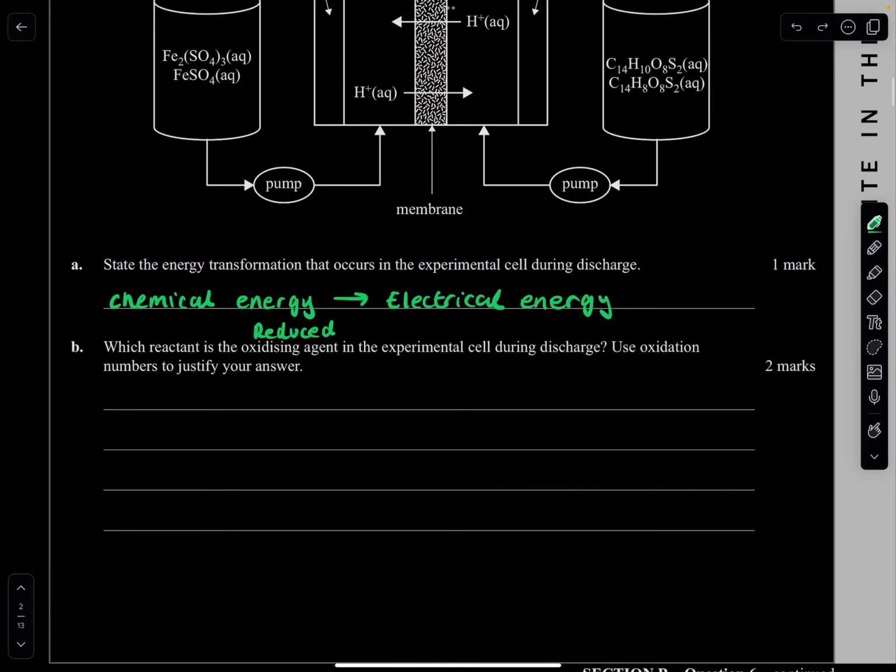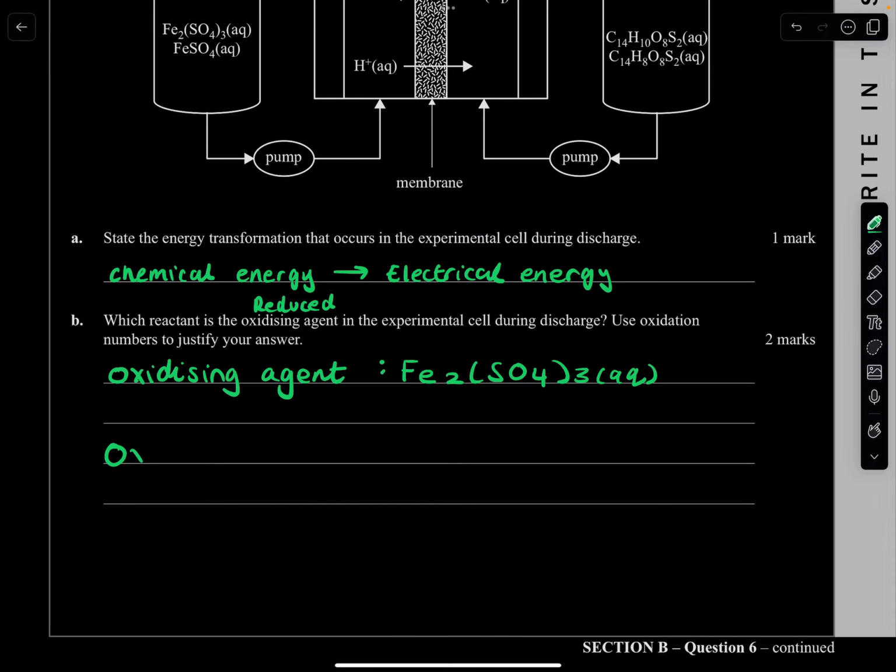Beautiful. Let's write that down. The oxidizing agent is Fe2(SO4)3 aqueous. And we used oxidation numbers: for Fe, we started off at +3 and went to +2. These are our oxidation numbers. That should give you those 2 marks.